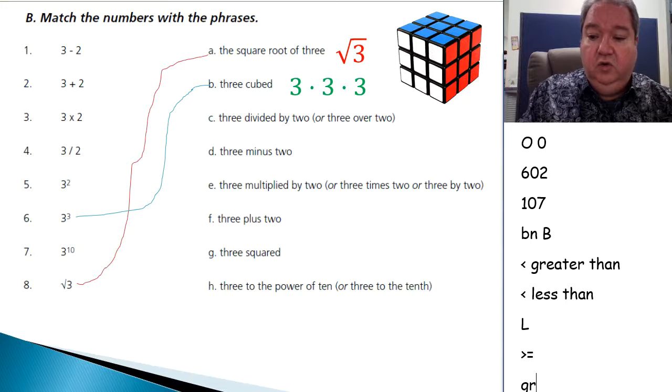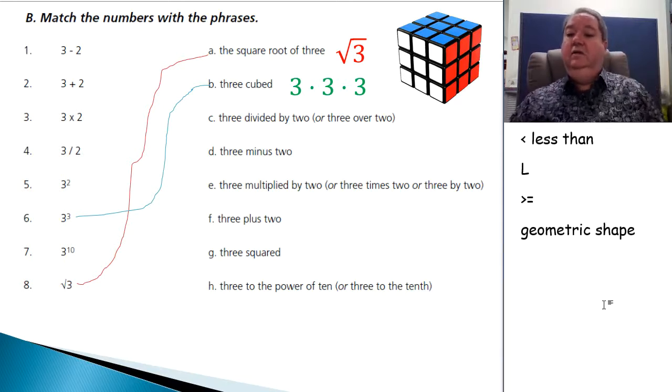The geometric shape that it represents. Like a circle, a square, a triangle, a cube. Those are all geometric shapes. Now, 3 divided by 2.